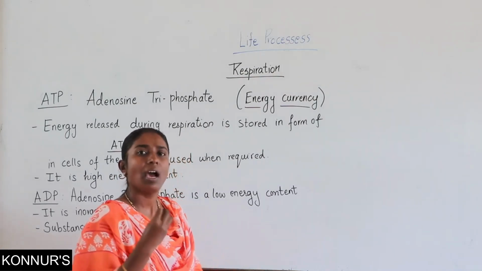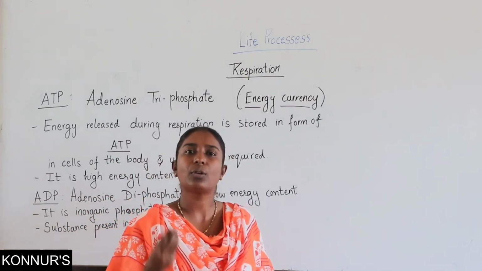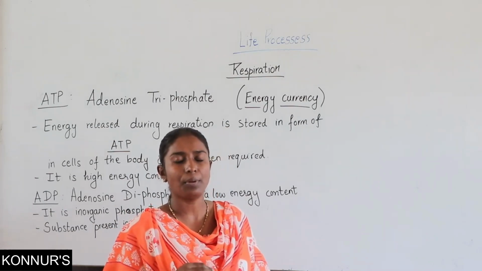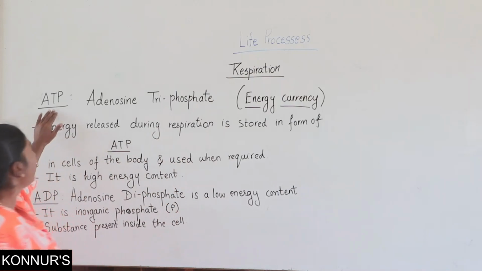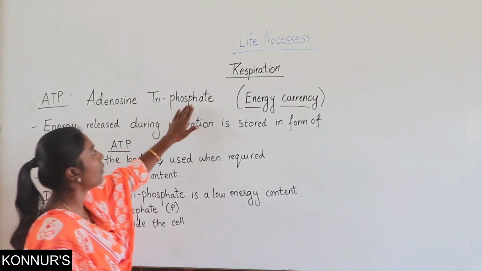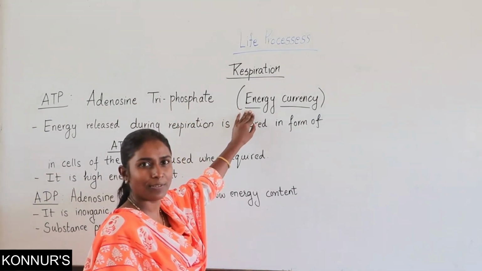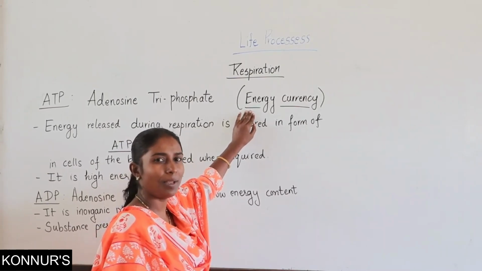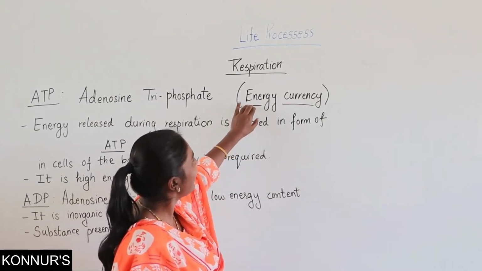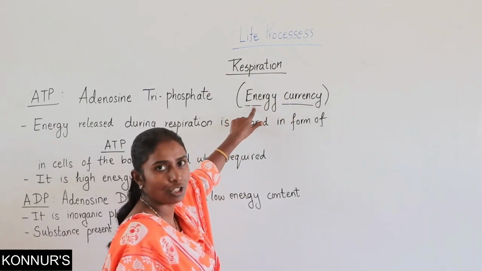In the same way, our body also requires energy, and that energy is also stored. And the energy that is stored inside the animal body is in the form of ATP. So the expansion, as I said, is adenosine triphosphate. That is why we call it the energy currency. The word currency, as we have said, refers to money, right? In a mobile, it refers to recharging the mobile, right? So here, currency is not in the form of money. Here the currency refers to energy.